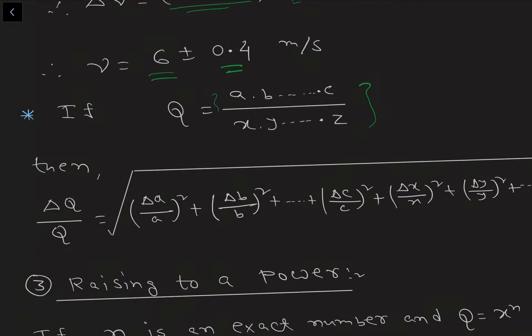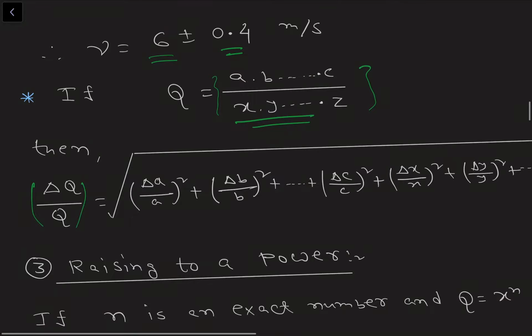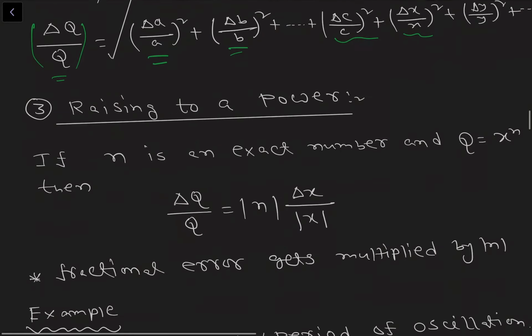So in general, if q is a quantity which consists of a product of a, b, c, etc., and also consists of division by the quantities x, y, z, in general we can write that the relative error of this quantity q will be the square root of relative error squared of a plus relative error squared of b, and so on. We have to add them and then take a square root.